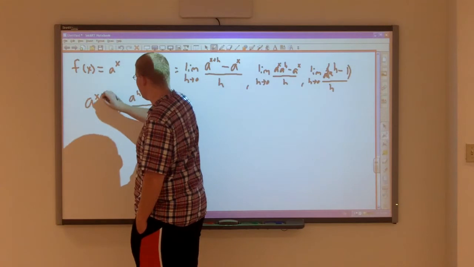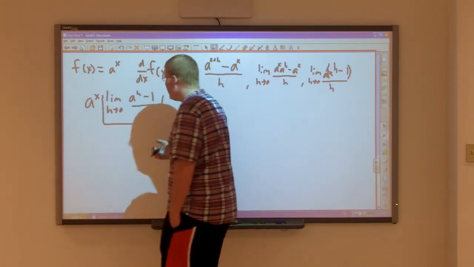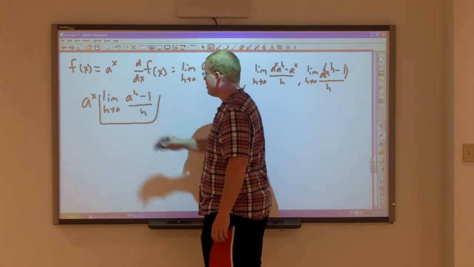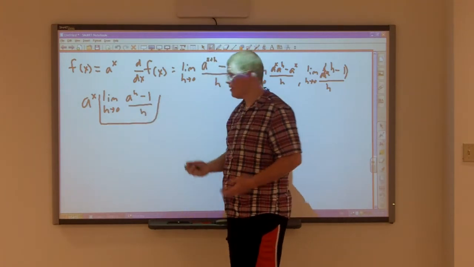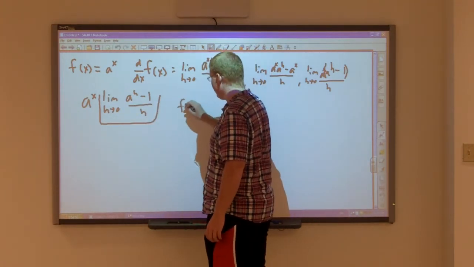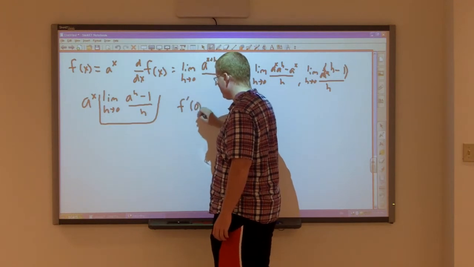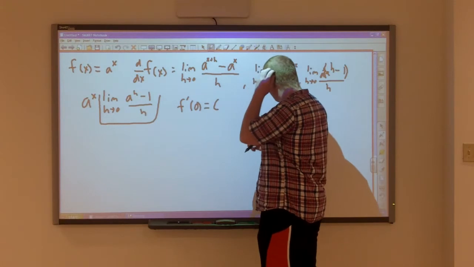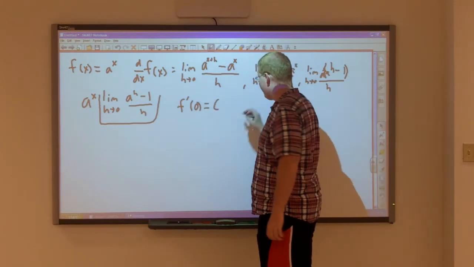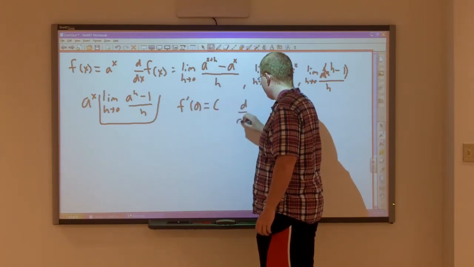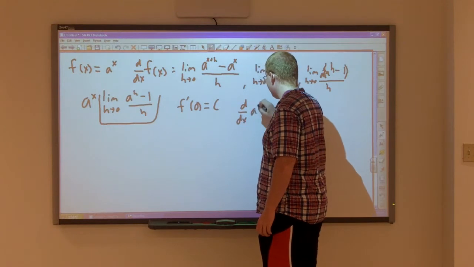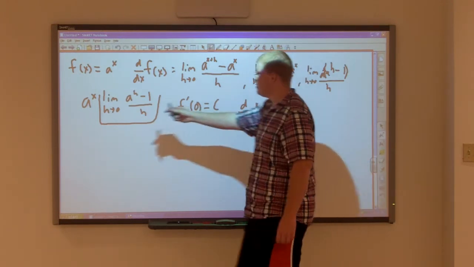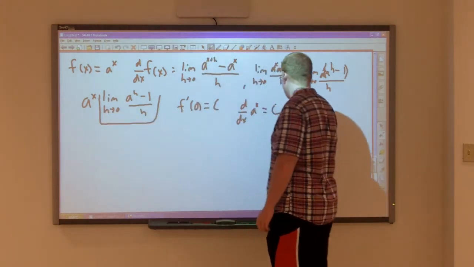Now let's look at this term right here. If we look at this part of the equation, we know that this is simply a constant. The derivative of 0, actually. And this is some constant c. So what we know is that the derivative of a to the x is simply this constant times a to the x.